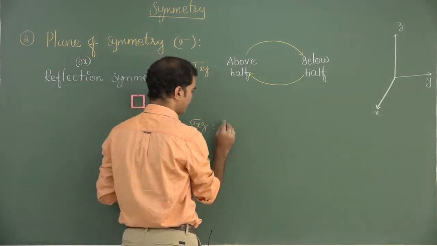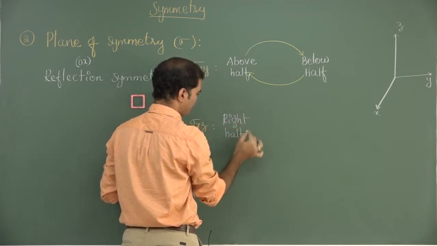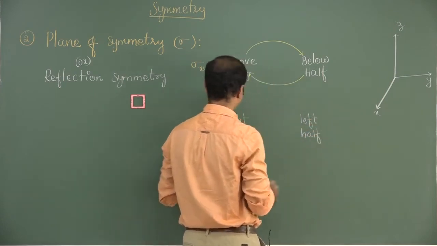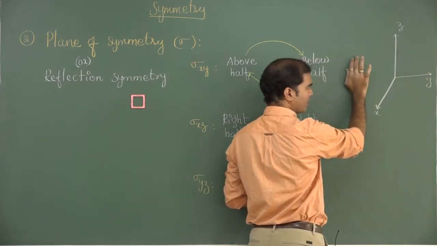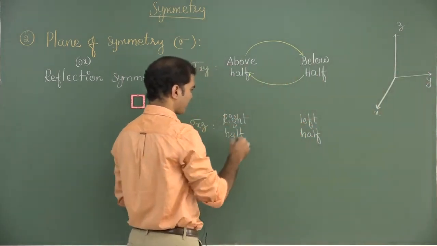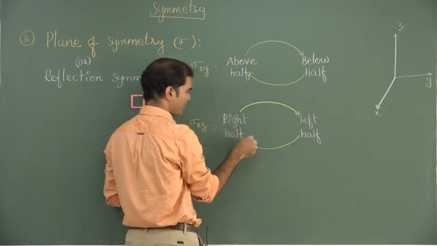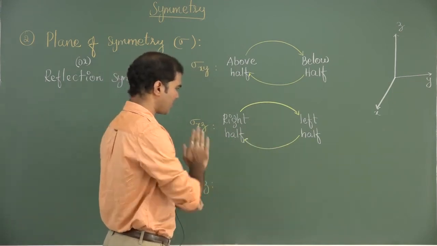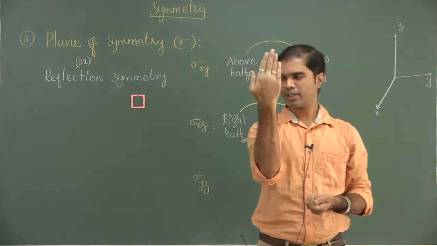Sigma xz, right, this is sigma xz. Whichever half is towards your right-hand side will reflect in your left, and whatever half is towards your left-hand side will reflect in the right. The right half will reflect into the left, whereas the left half will reflect into the right. This is with respect to sigma xz. When it comes to sigma yz, which is the plane of the board, once I say the plane of the board, now imagine this is the plane.